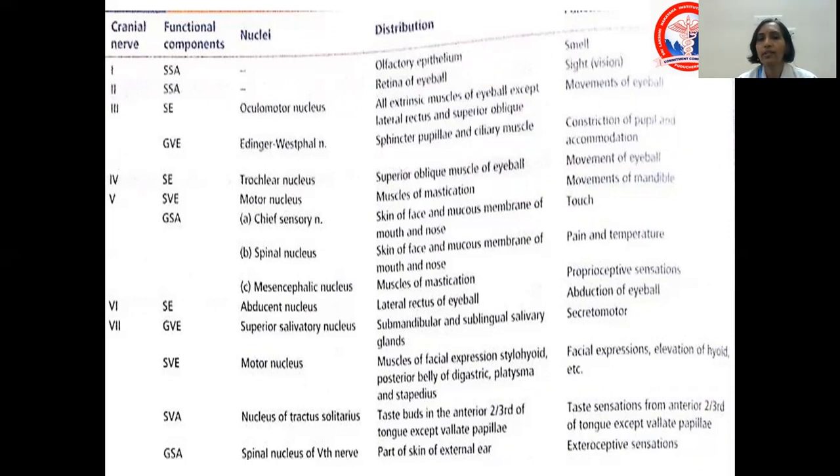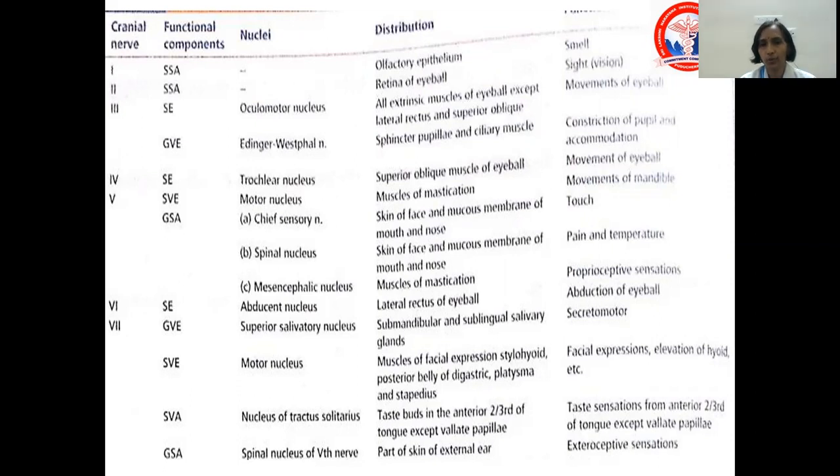The second component is special visceral efferent, which arises from the motor nucleus of the facial nerve, and the muscles innervated by this arise from the muscle component of the second branchial arch. These are the muscles of facial expression, stylohyoid muscle, posterior belly of digastric, platysma, and stapedius. These muscles are responsible for facial expression as well as for elevation of the hyoid bone.